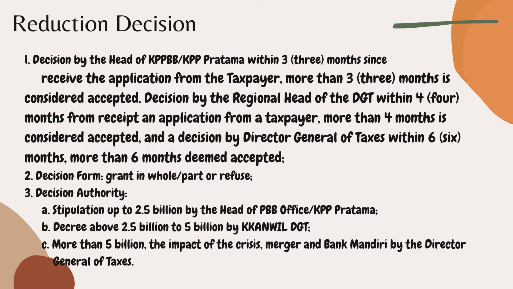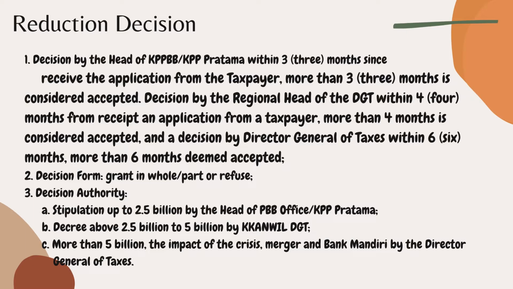Reduction decision. The decision is made by the head of KPP Pratama within 3 months since receiving the application from the taxpayer. More than 3 months is considered accepted. The decision by the regional head of the Director General of Tax is within 4 months from receipt of an application from the taxpayer. More than 4 months is considered accepted. And a decision by the Director General of Tax is within 6 months; more than 6 months remains accepted. The second is a decision to grant a whole or part or difference. And third is decision authority.